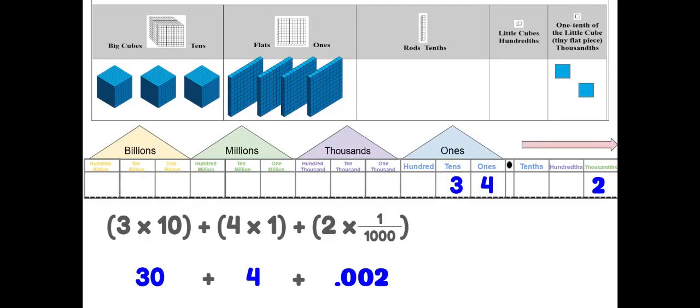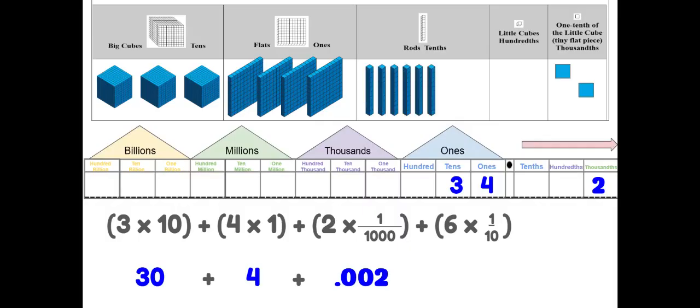The next thing they'd like us to add into our mystery number is 6 groups of tenths, or 6 tenths. I think about what a tenth is, and we need 10 of them to make one flat. So this is what it would look like if we add in 6 tenths. Not tens like our giant cubes, but tenths. They're smaller than ones. The way we would write that as a decimal is 0.6. So where do you think we're going to put our 6 in our place value chart? Under the tenths. That's right.